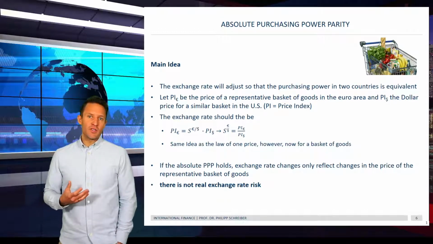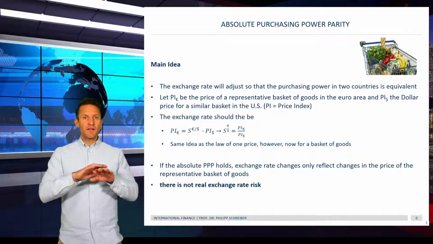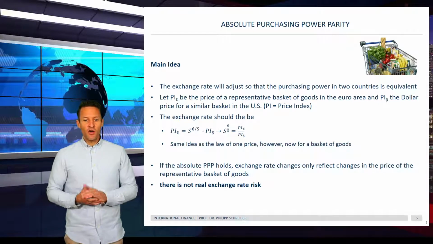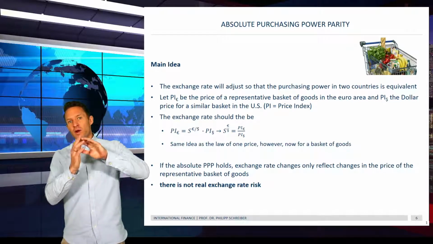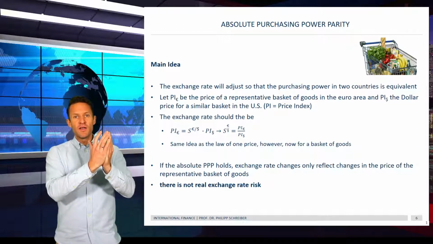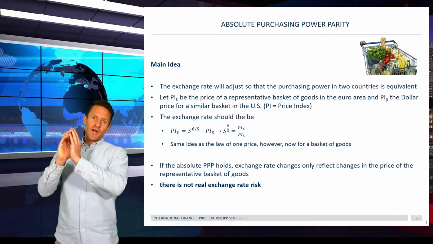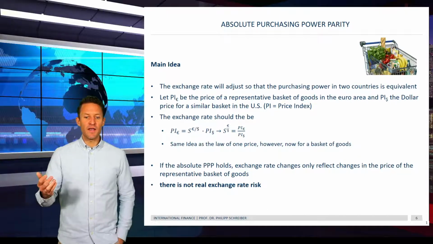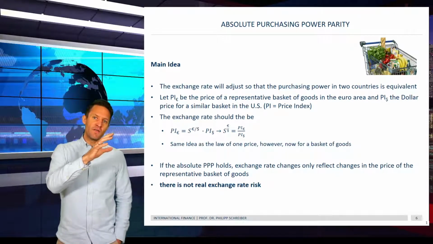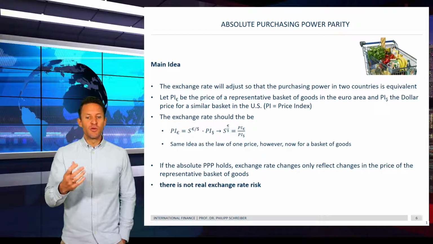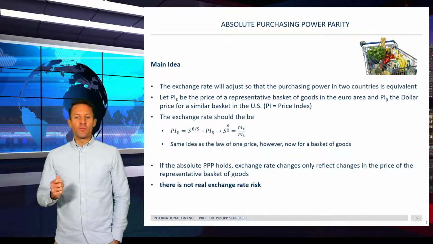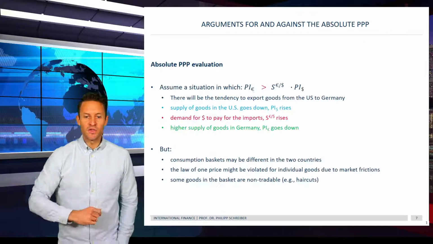All goods we need in our daily life are in this basket, and then the overall price of the basket is calculated. And the idea now is, okay, maybe the price of this representative basket here in Germany is similar to the price of a representative basket in the US. So our exchange rate should be the price of the basket in euro divided by the price of the basket in US dollars. That's the formula we have here. So exactly the same idea as the law of one price, but for a basket of goods.